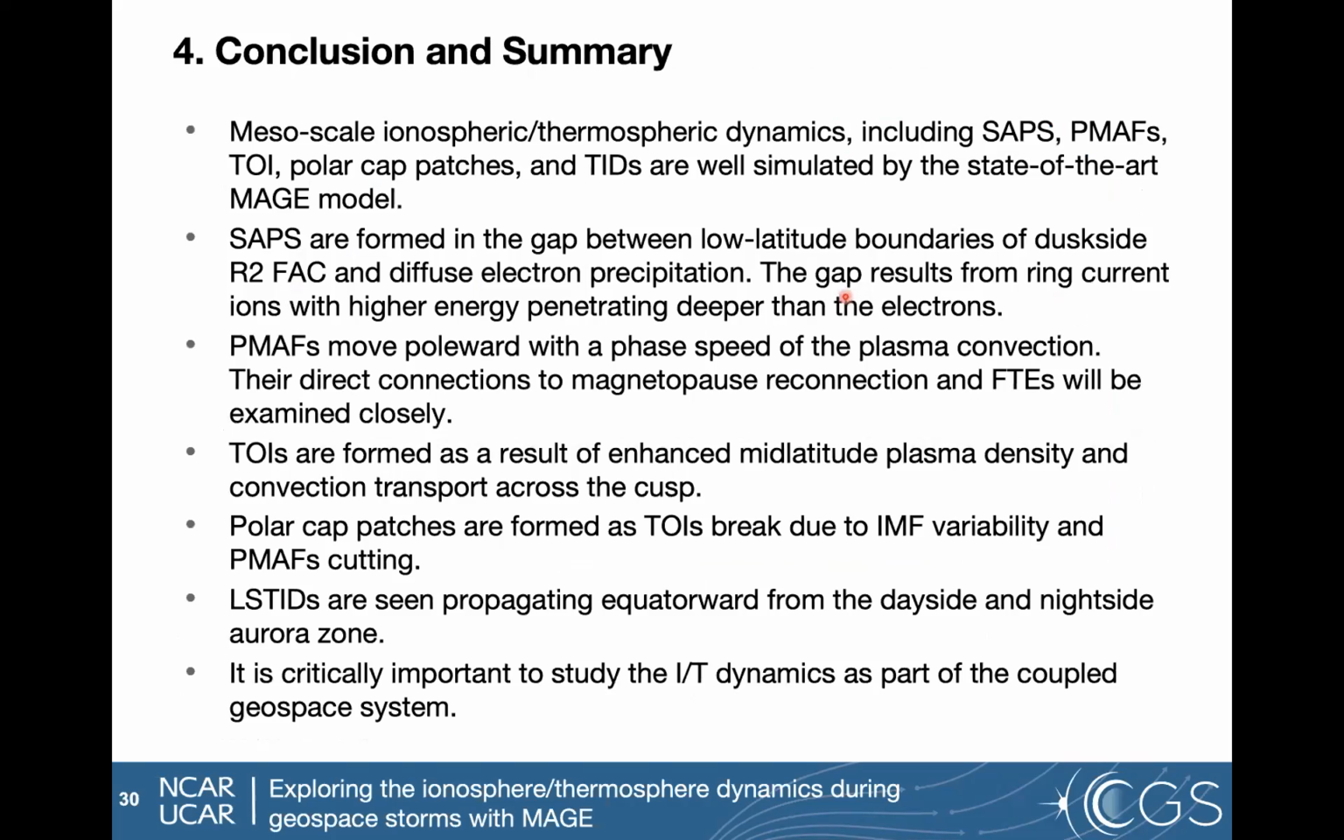So finally, it's the conclusion page. I will just leave it here, but the key point is that with the MAGE model, we have explored several typical mesoscale atmosphere-thermospheric dynamics, including SAPS, PMAPS, TOI, polar patch, and also those medium scale and large scale TIDs. The simulation results are very good, and we are going to work on more analysis. I just want to emphasize that it's critically important in the study of IT dynamics that we treat them as part of a coupled geospace system. So I think that's all of my talk. Thank you very much. I'm taking questions.